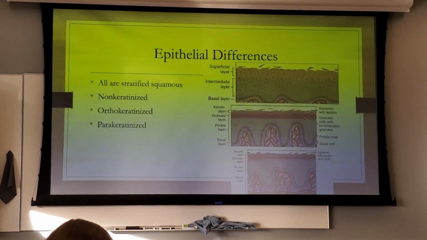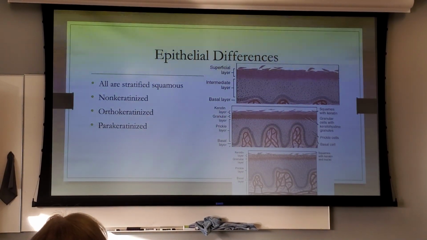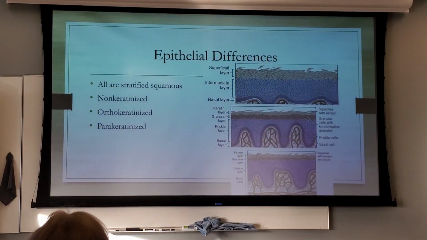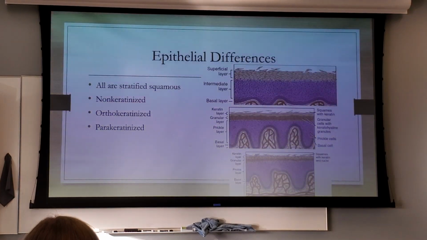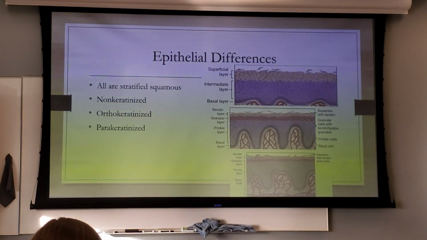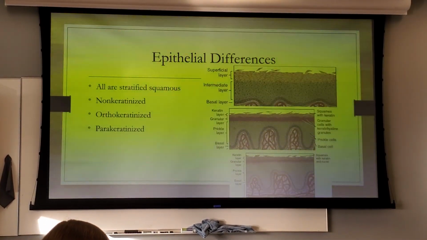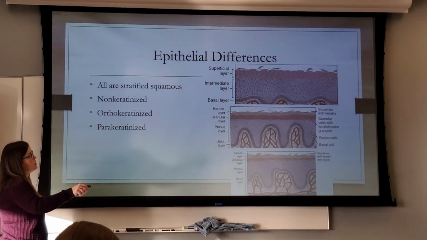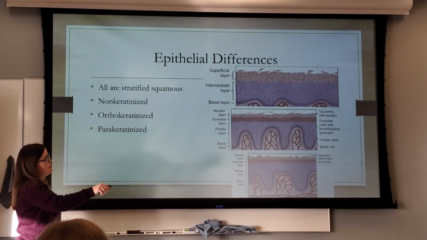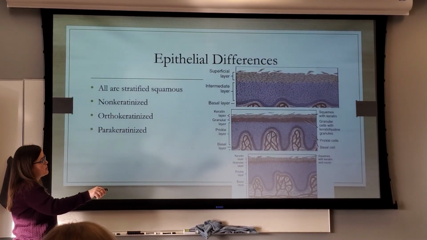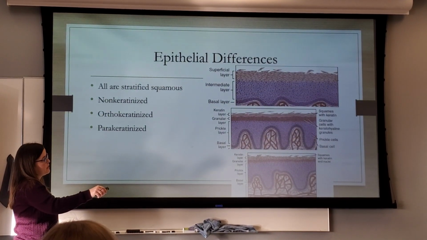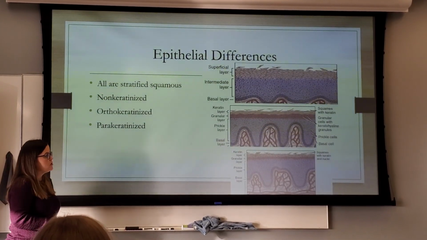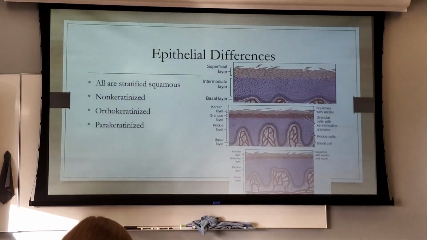So we have different types of epithelium in our oral cavity, and they're all stratified squamous. All the epithelial tissue in our oral cavity is stratified squamous, but then we have non-keratinized, orthokeratinized, and parakeratinized. The differences between them are really whether or not they have a granular layer. This is our non-keratinized. This is our orthokeratinized, because we have a granular layer but no nuclei in the keratin layer. And our parakeratinized have nuclei in the keratin layer.